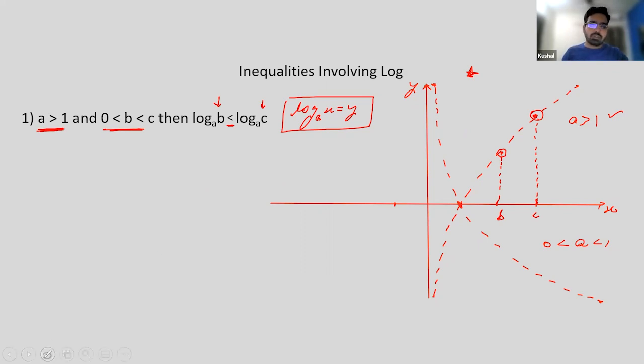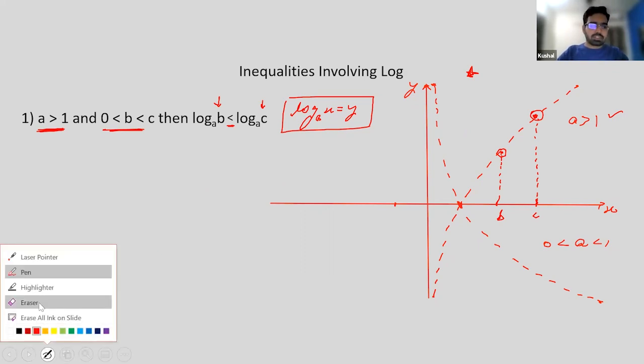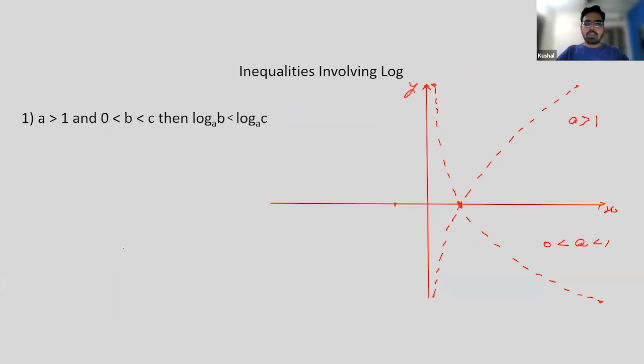Let me now remove some of these portions and move on to the second inequality. This is the second inequality. Now they're asking you, what can we say about log base a of b, if these are the two conditions given to you: a is lying between 0 and 1. a is my base.